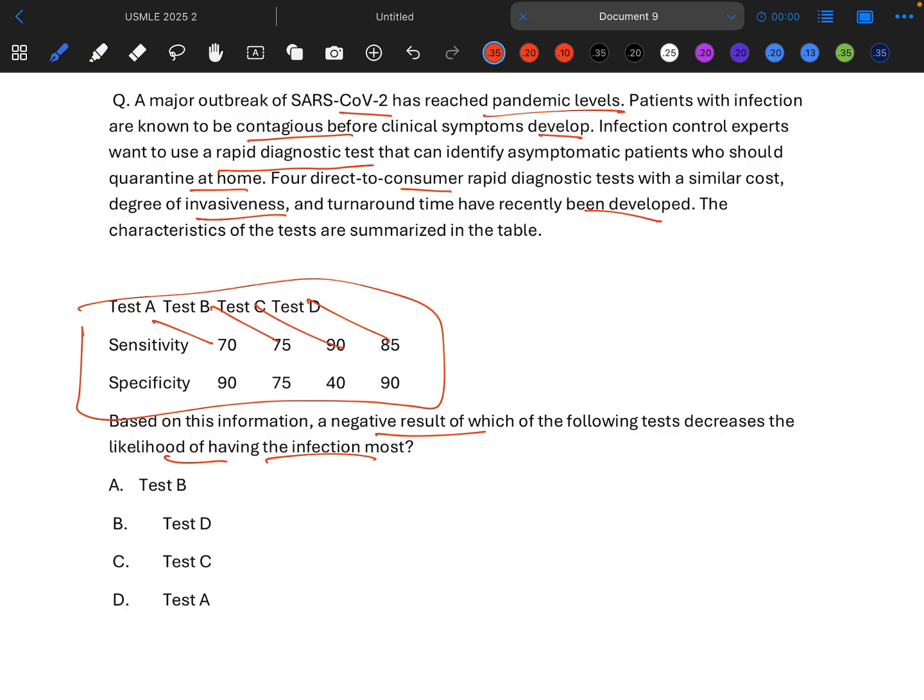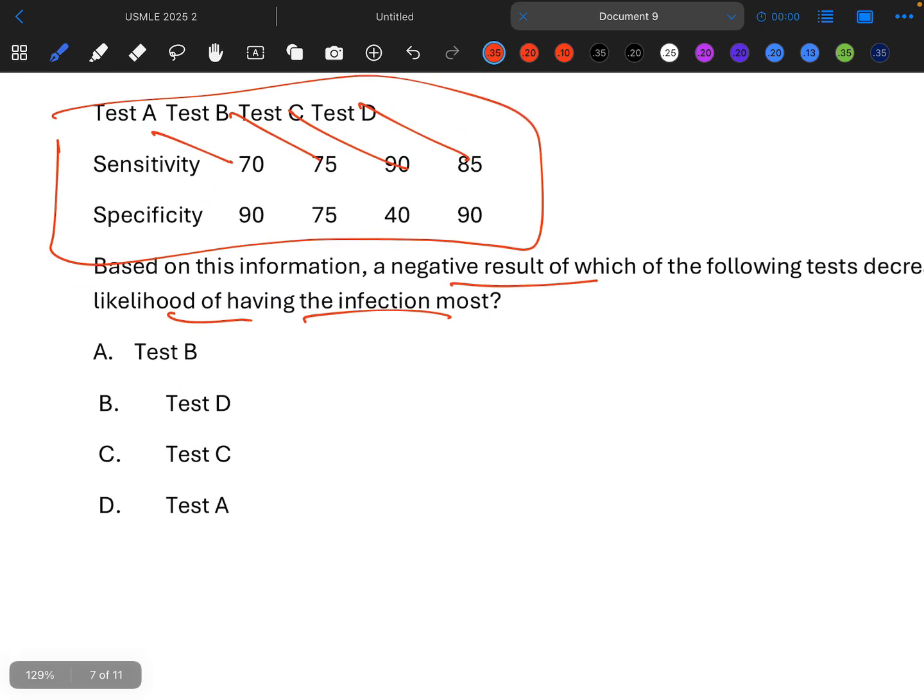That these are a table going to summarize just A, B, C, and D based on this information. Given a negative result, which of the following tests decreases the likelihood of having the infection the most? In this, we have to compare diagnoses with a similar sensitivity or tests with a similar specificity; likelihood ratios are used to determine the relative clinical utility.